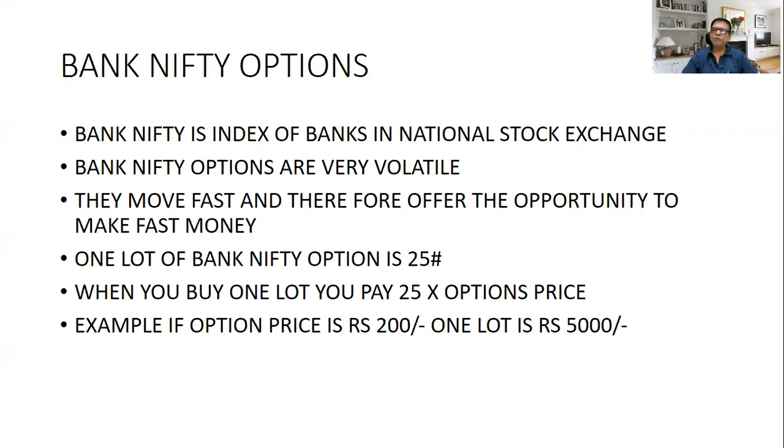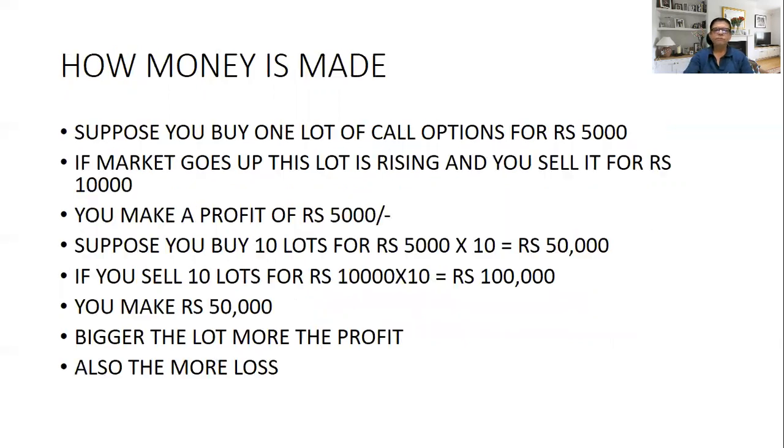Now, options are always traded in lots. One lot of Bank Nifty is 25. If you buy one lot of Bank Nifty at an option price of 200, you are in fact paying 5,000 rupees because one lot is 25, so 25 into 200 is 5,000. Now, this is a very simple exercise. Anything which goes up, you buy at a lower price, you sell at a higher price, you make a profit.